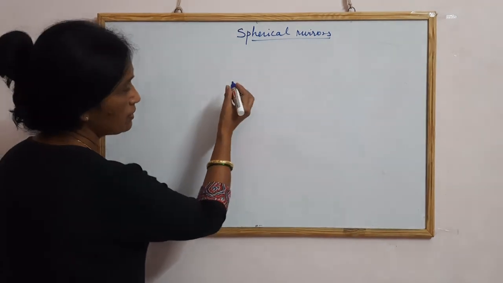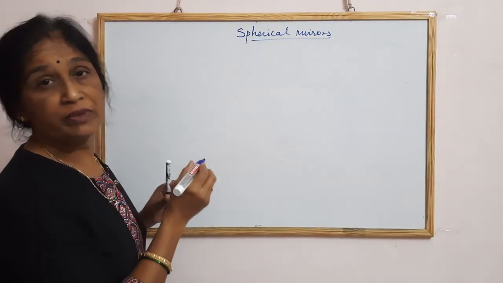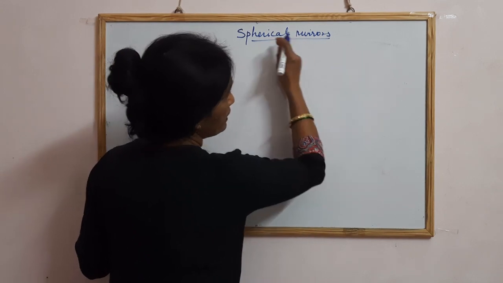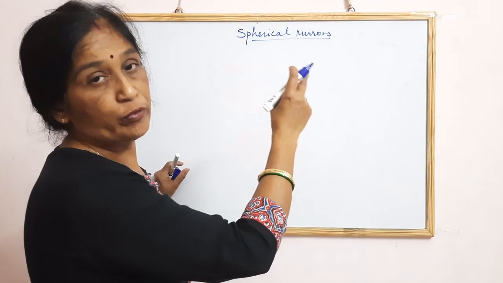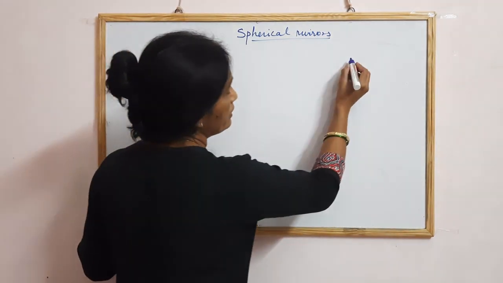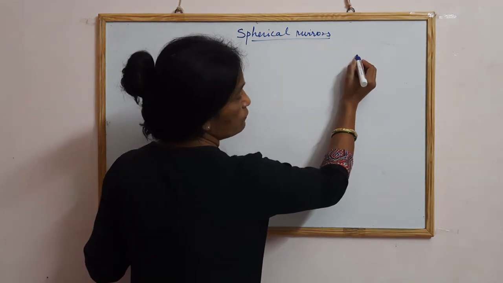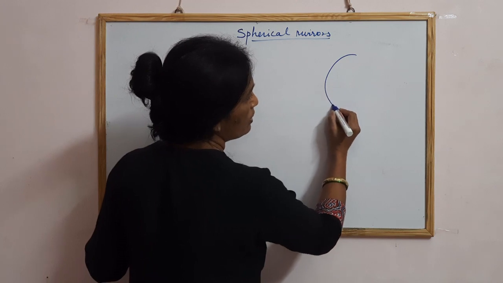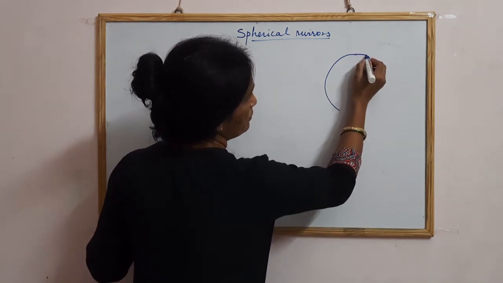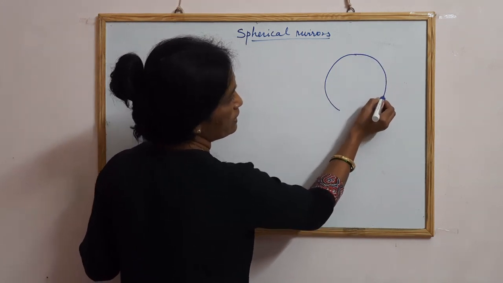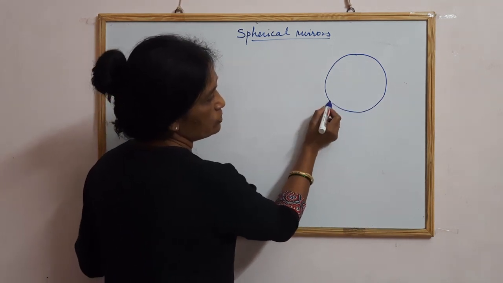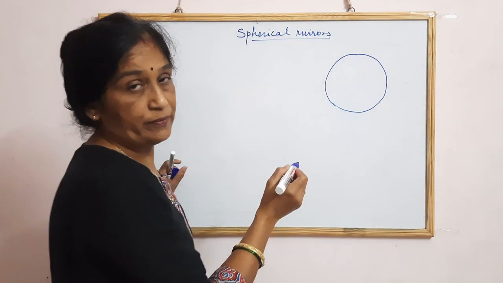So let's begin. What are spherical mirrors? Spherical came from a word sphere, and to tell you about a sphere, you can take an example of a ball. Ball is a sphere. Ball is spherical in shape. We can take example of a ball that the children used to play.